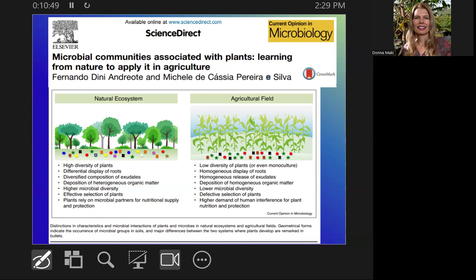Okay, and so this is some of the characteristics that they point to for a healthy, forested ecosystem in this case. So they say, can we take these ideas and try to create that in an ag system?